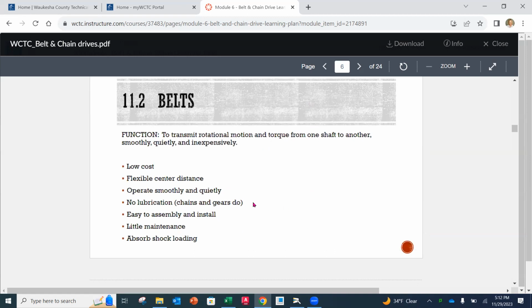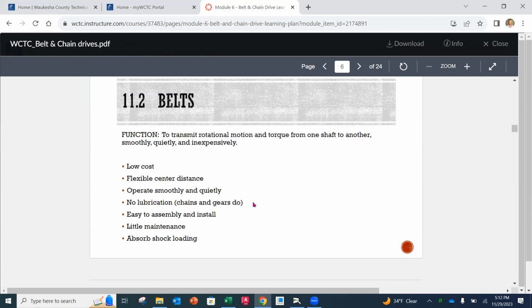So starting on page 302, section 11.2, this is where we start with belts. First and foremost, their function is to transmit rotational motion and torque from one shaft to another in a smooth, quiet, and inexpensive way. All right. So the advantages here of belt drives, number one, they're pretty low cost. They're very readily available and used on a number of different applications.